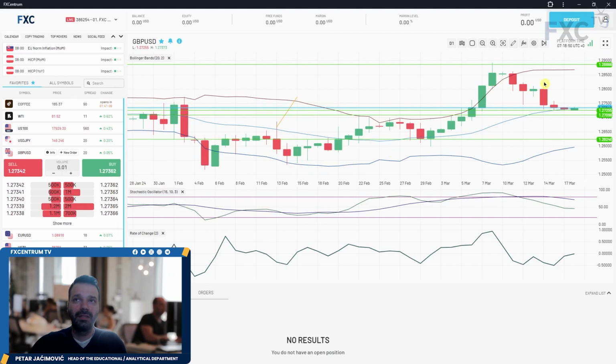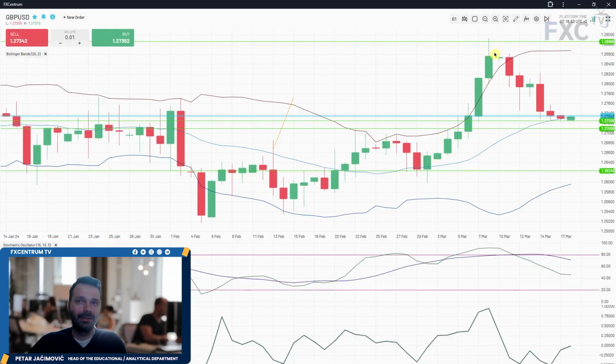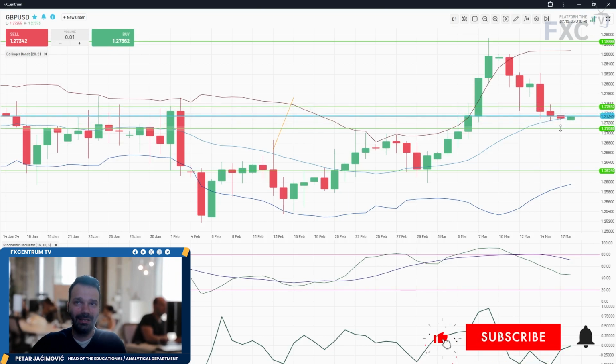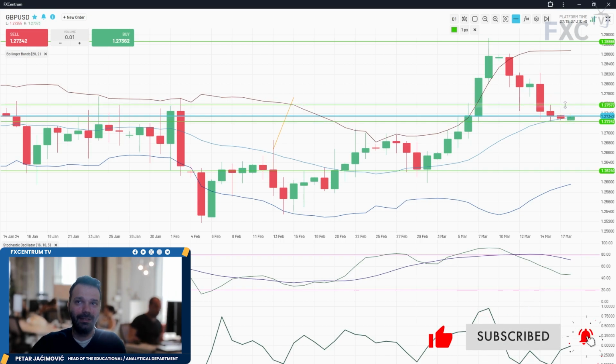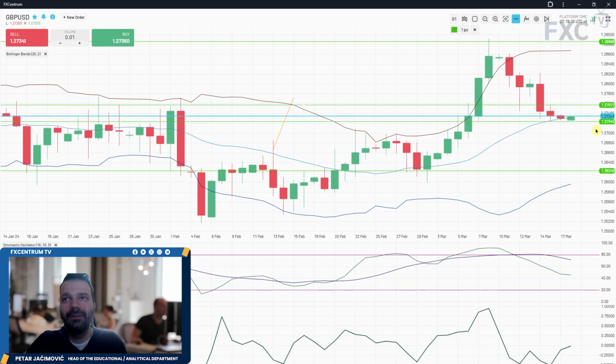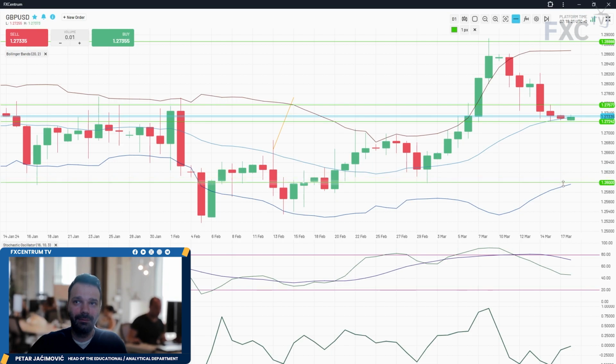Now we have the British pound versus US dollar. After the extension above the upper Bollinger Band, there was a pullback to the middle Bollinger Band, but there was no significant reaction at this middle Bollinger Band. So the market is just doing some stagnation and had a narrow day on Friday. So I think the downside break of 1.2724 can be a good sign for a further downside movement. And the downside objective, I will say the lower Bollinger Band around the 1.2600 mark will be a short-term downside objective in case of a downside break here.